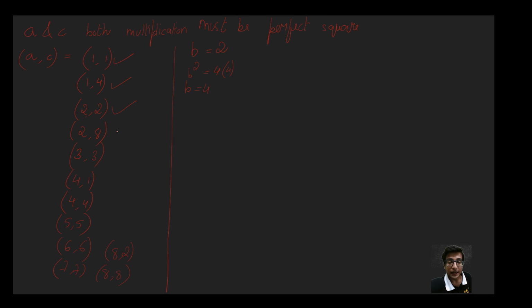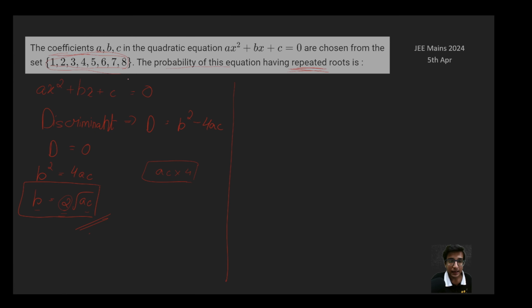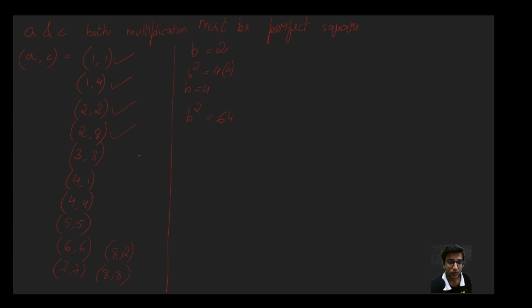When we would have 8 comma 2, now what is happening is b square is equal to 8 2s are 16, 16 4s are 64. So what can be the value of b that satisfies this? 8, and 8 lies in our set, so this value would also come in. 3 comma 3, b square is equal to 4 into 3 into 3, so 4 3s are 12, 12 3s are 36. B's value can be 6, so this one is also satisfied.